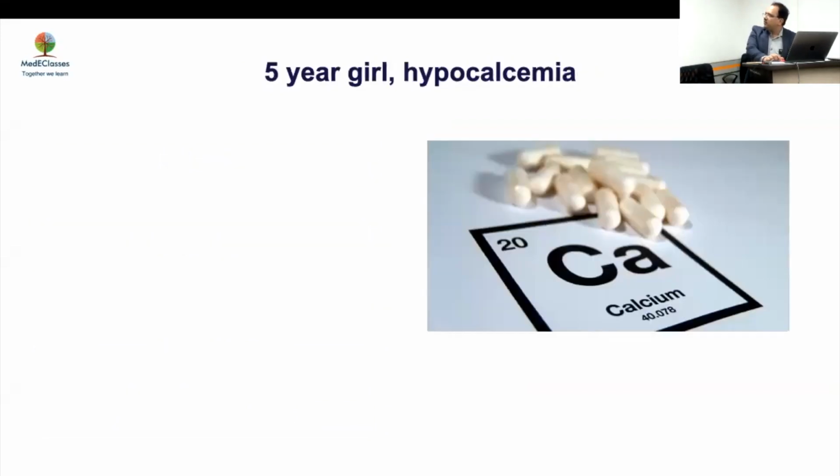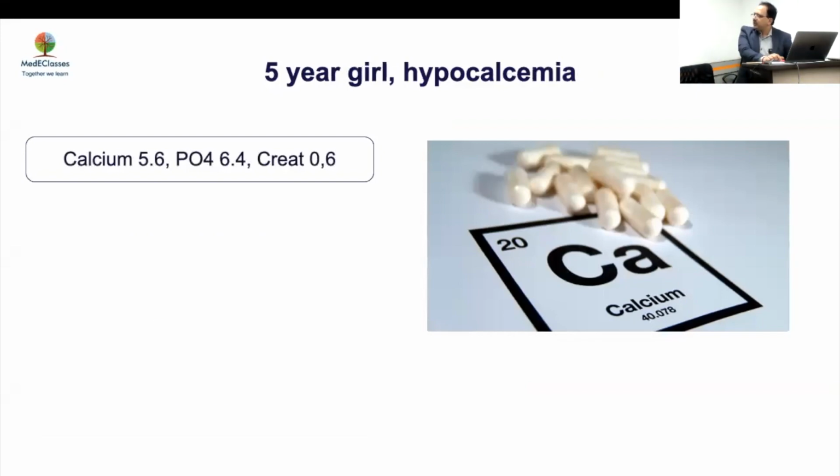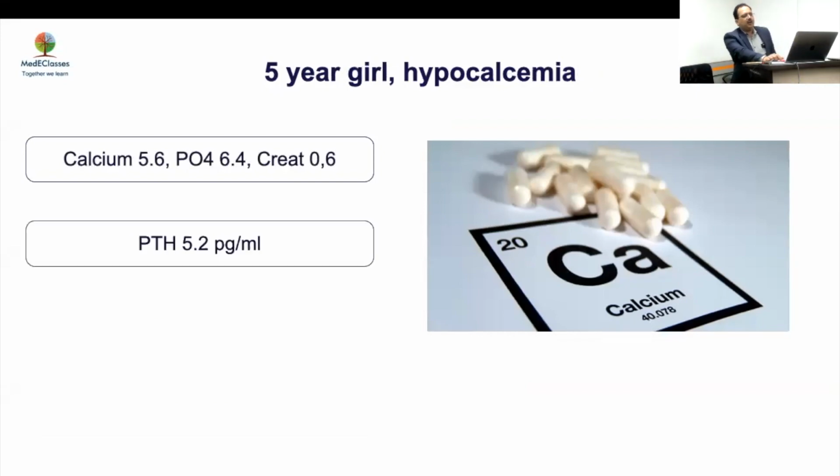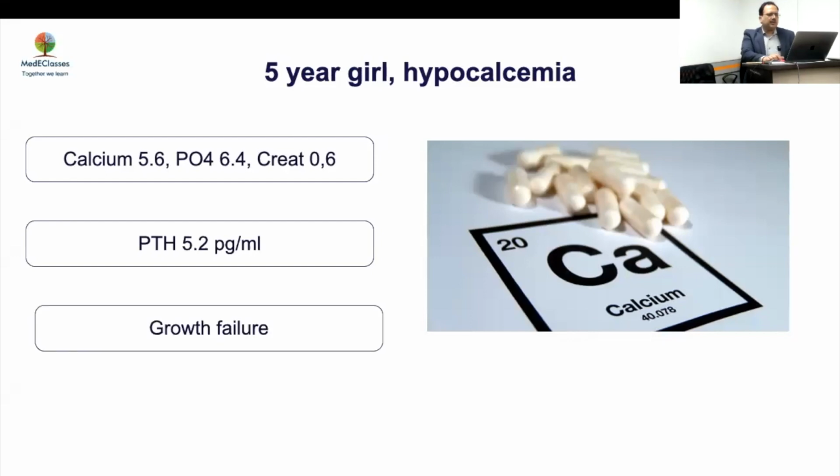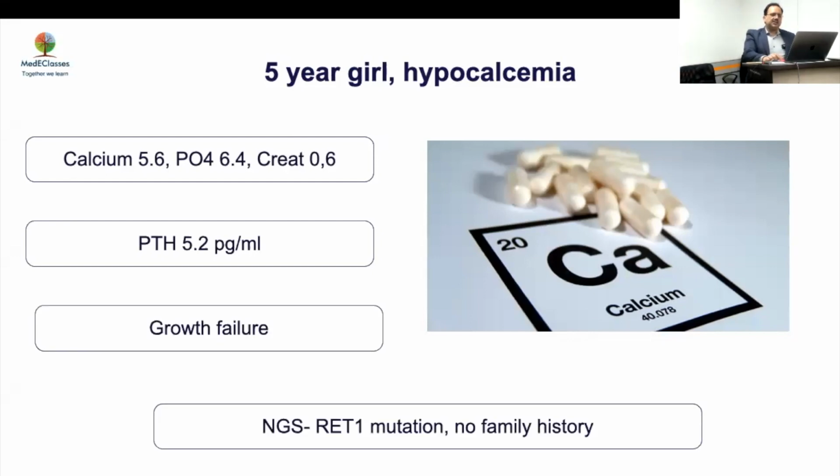Now this case: a 5-year-old girl with hypocalcemia, hyperphosphatemia, normal creatinine, low PTH. This is hypoparathyroidism. Growth failure. You did an NGS, it showed a RET mutation, no family history. What do you think about this? This is not significant for the population. Okay, so this may or may not be, you don't know, because unless there is a population-based study, nobody can tell. But you can't say that there is a 100% chance of this person developing thyroid cancer. You don't say, okay, remove his thyroid. His parathyroid is already gone. You don't want to remove his thyroid also unnecessarily in this setting.